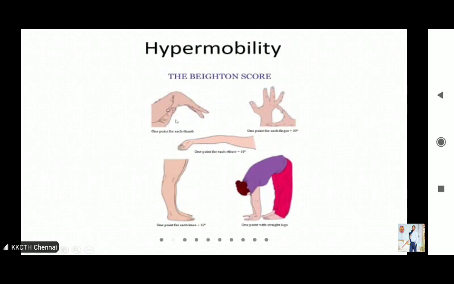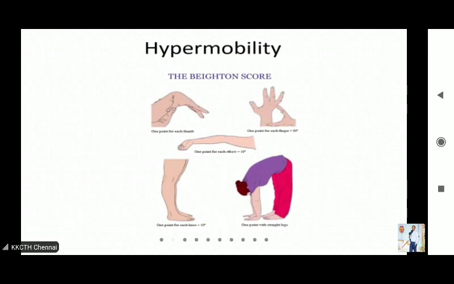So you ask the child to dorsiflex the little finger backwards, and if it's more than 90 degrees, then you take it as one of the features of hypermobility, and then bend the thumb and touch the volar aspect of the forearm.